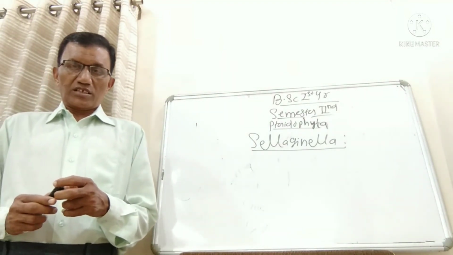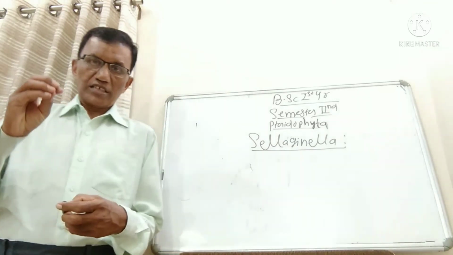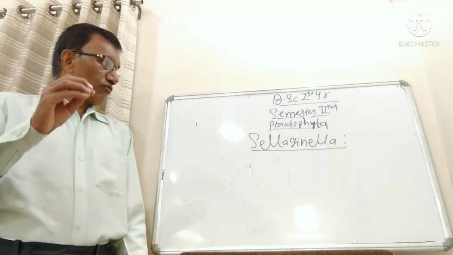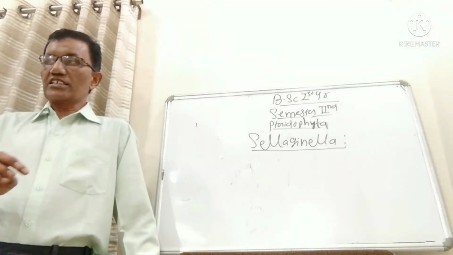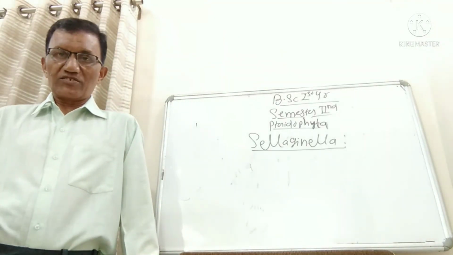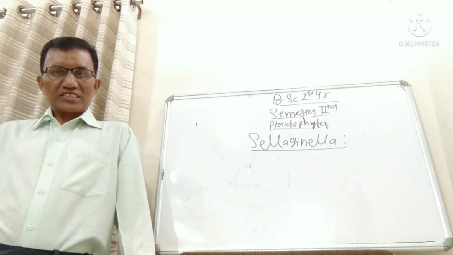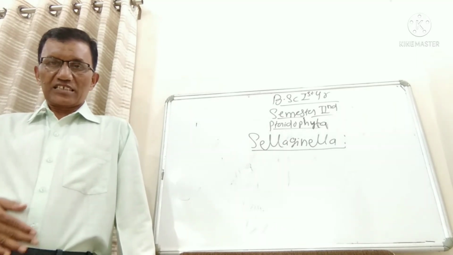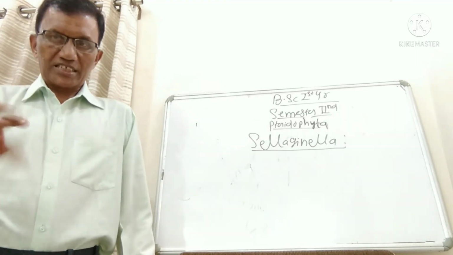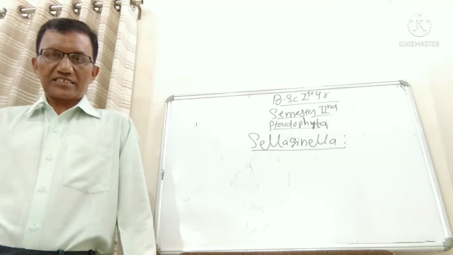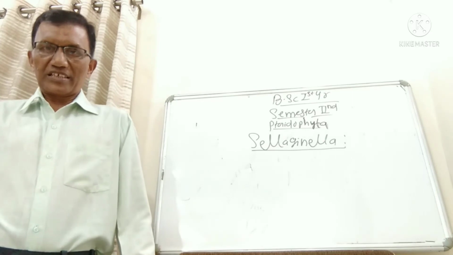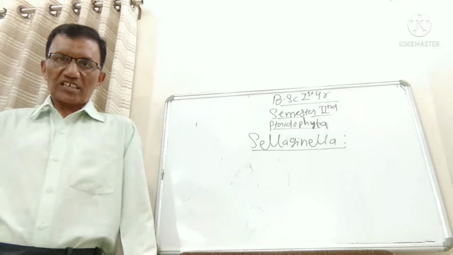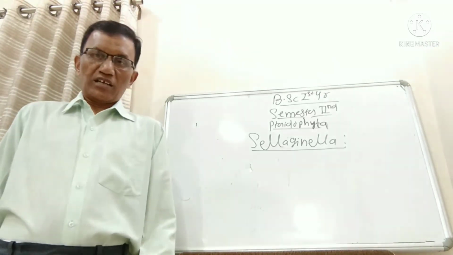So first of all, while describing Selaginella, these are some of the important points: external characteristics, internal characteristics, strobilus, and then ligules, then heterosporous nature. All these things are very important.